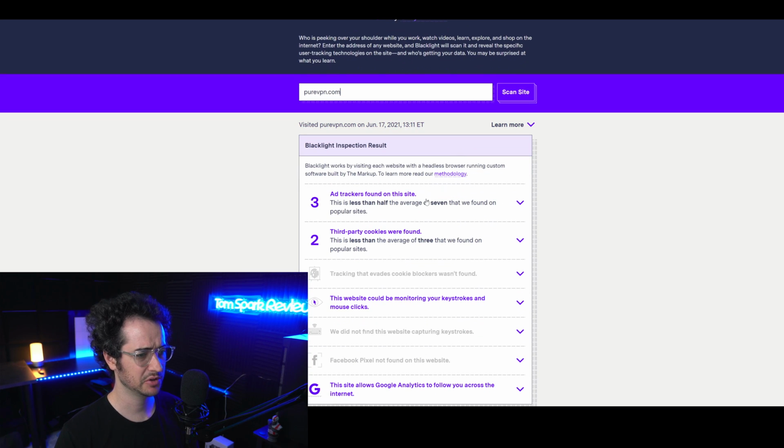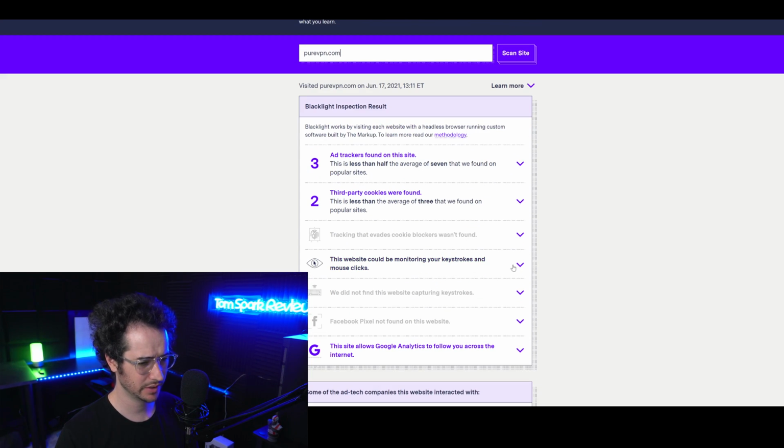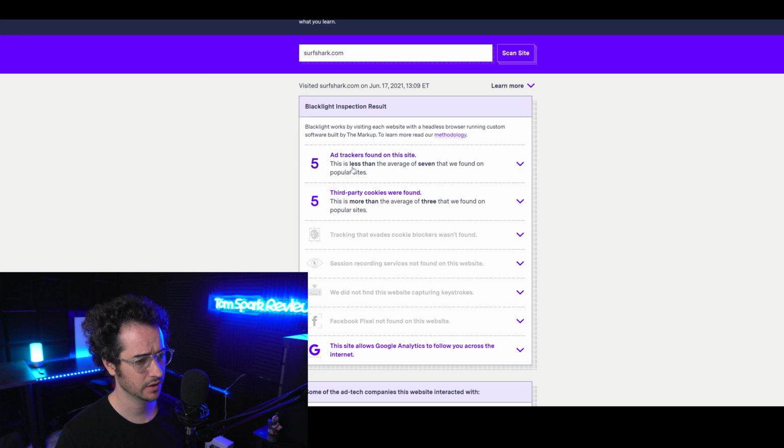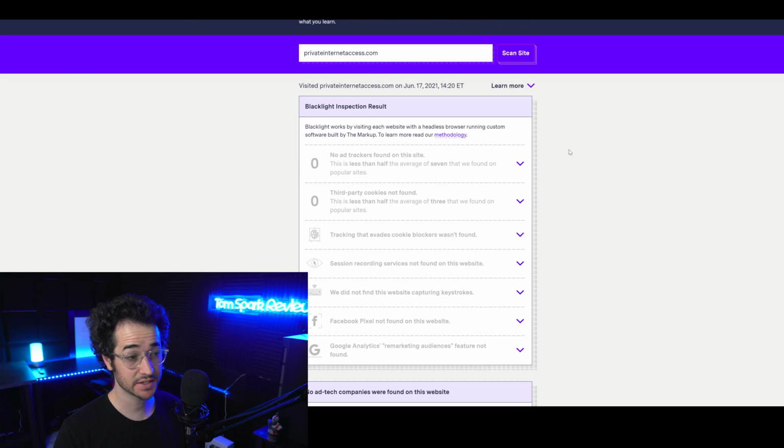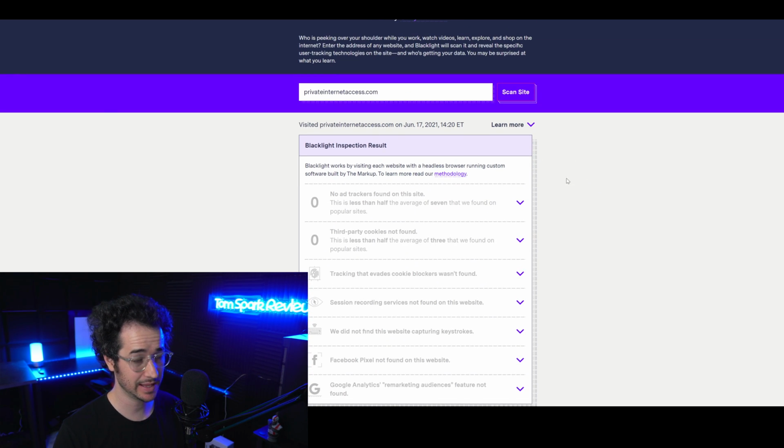We can look up something like PureVPN. It has three ad trackers, two third-party cookies, could be monitoring keystrokes and mouse clicks, and it has Google Analytics. Uh-oh. Let's look up Surfshark, another popular one out there. Five ad trackers, five third-party cookies, and Google Analytics. We take a look at Private Internet Access. It's actually good to see that it does pass Blacklight, having none of this stuff, which is pretty good.